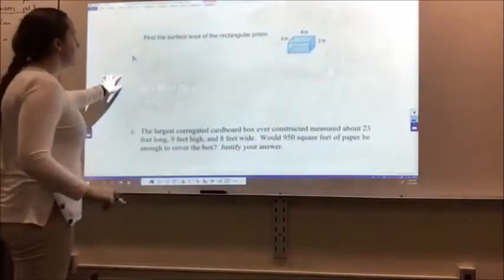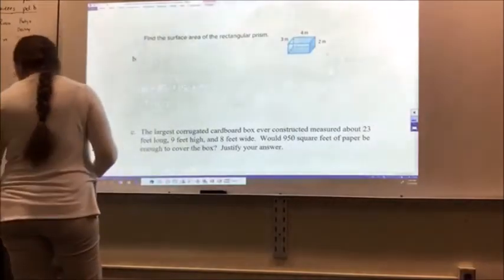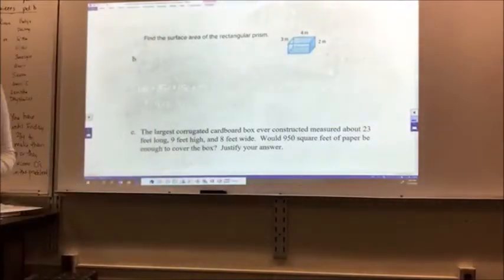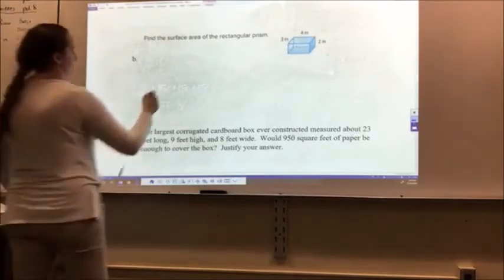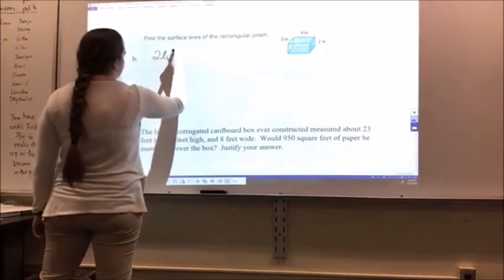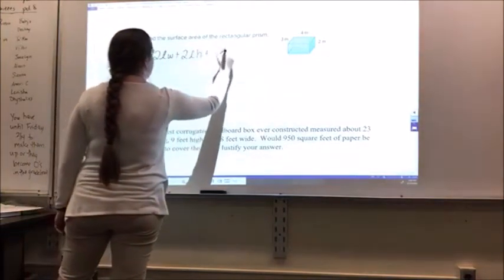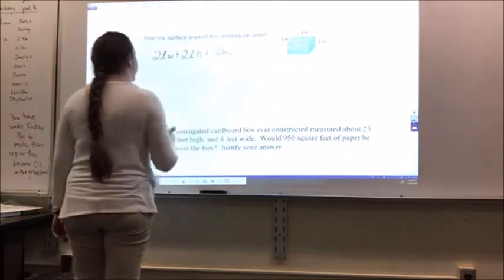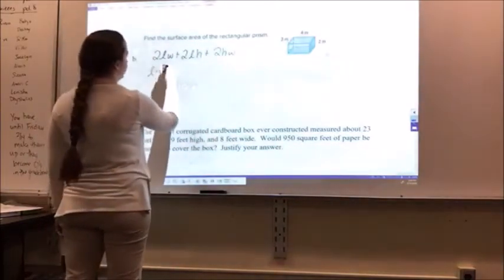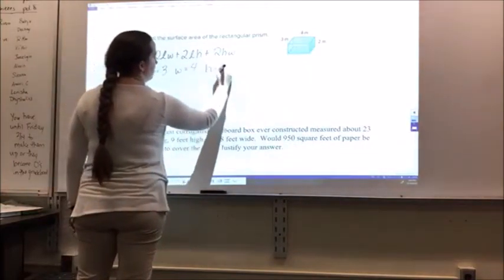Okay. The second one says find the surface area of the rectangular prism. So I'm going to go ahead and actually use the formula for that. So we talked about the formula. The formula was 2LW plus 2LH plus 2HW. And I'm going to say L equals 3, W equals 4, H equals 2.